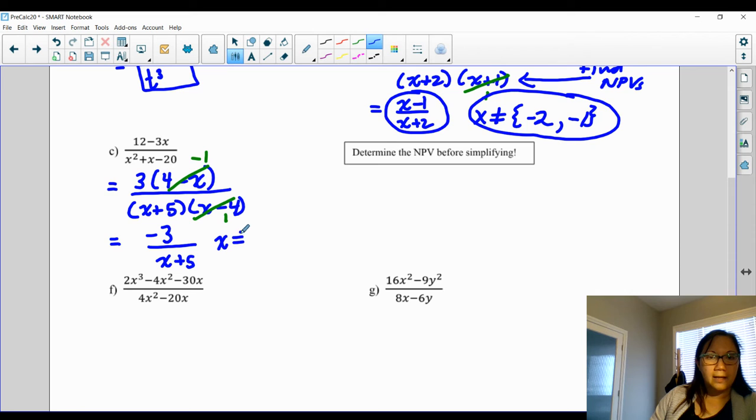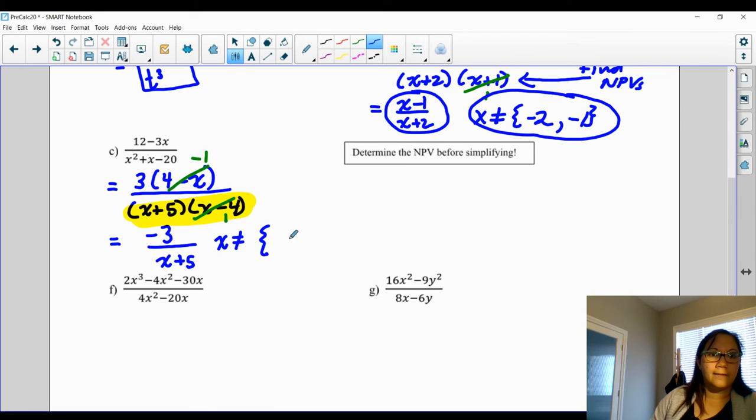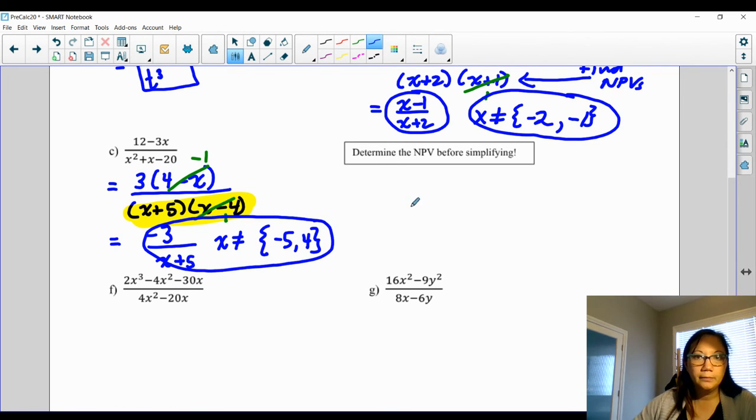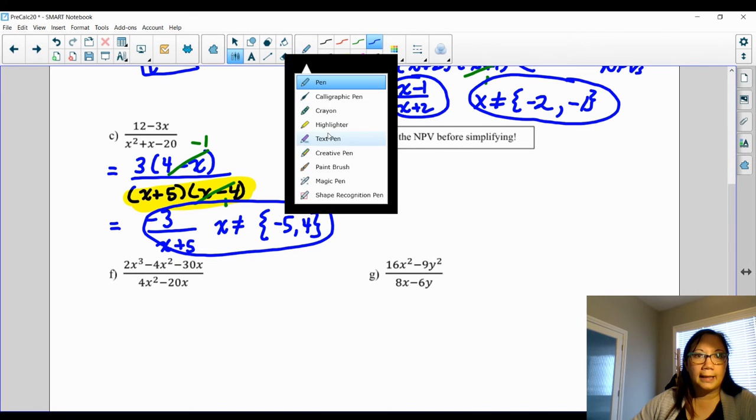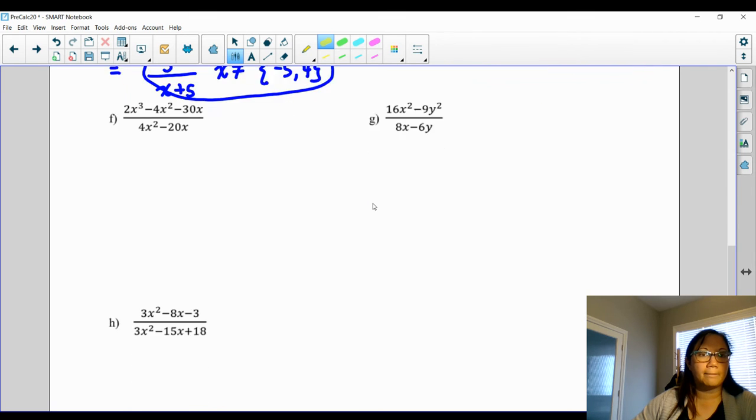Okay, I'm also going to state my non-permissible values here. So again, I look back to this step. This is where I'm looking for my non-permissible values. And I know from that step that x cannot be -5 or +4. So that is actually part of my answer. So as promised, I'm going to try and circle the whole thing here. So again, that same tip about determining your non-permissible values applies before simplifying.